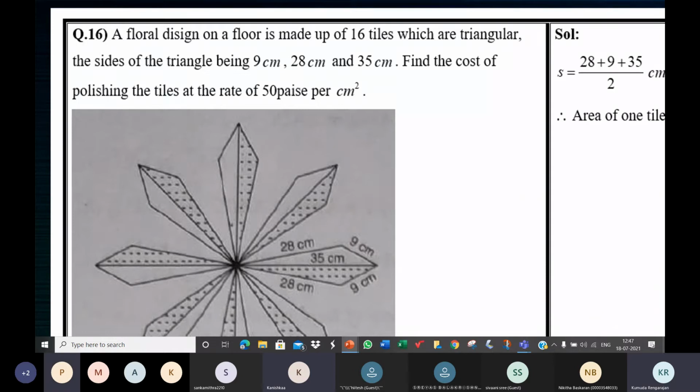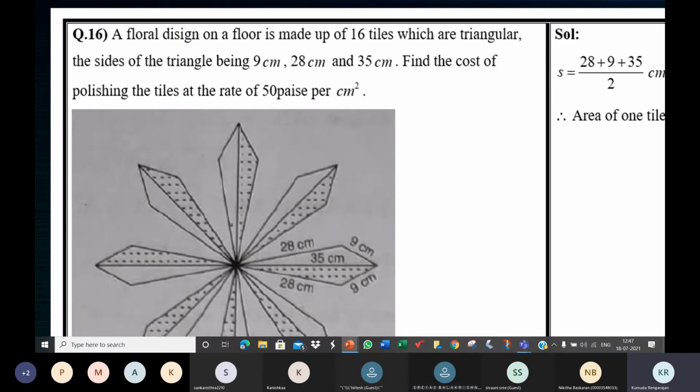Ma'am, the area of one tile. Area of one triangular tile. After computing the area of one triangular tile, next? Ma'am, then we have to find the area of 16 tiles, ma'am. How will you find the area of 16? Multiply the answer by 16, ma'am. Okay, so area of one triangular tile into 16 will give us the area of 16 tiles.